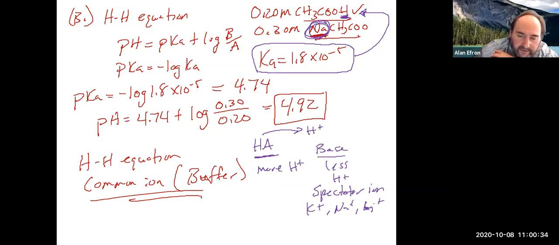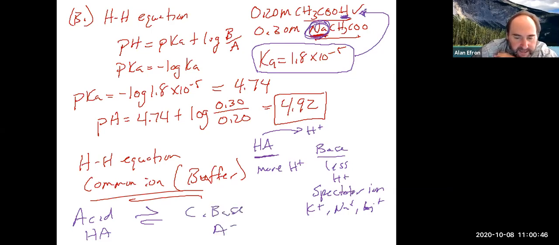So remember when it donates it and it becomes the conjugate base. So really what we're looking at is this relationship, the acid to its conjugate base. The conjugate base has usually one less H plus. The acid has one more H plus. We're going to talk about buffers next. So we'll talk about what a buffer is in just a second, but that's basically it here.